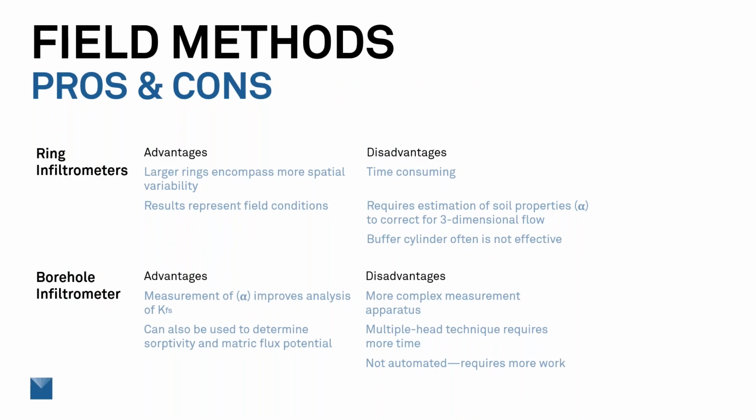So to summarize the field methods, let's think about the advantages and disadvantages of each. When we're thinking about ring infiltrometers, because we're able to use larger rings, we're able to encompass more spatial variability, which helps reduce the number of measurements we would have to do on a site to cover that spatial variability and get a more accurate assessment of the overall field's ability to infiltrate water, or the field's hydraulic conductivity.